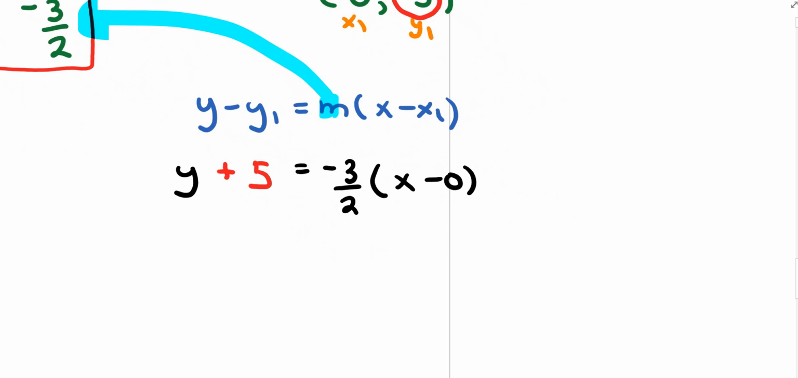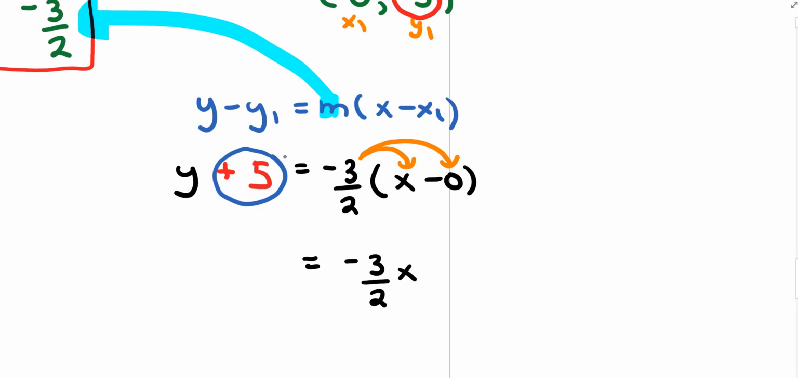All right, so this is looking pretty good so far. Now I want to distribute this, so negative 3 over 2 times x and negative 3 over 2 times 0. This shouldn't be too bad. This will be negative 3 over 2x, and then negative 3 over 2 times 0 is just 0. And then if I take my positive 5 and bring that over, it becomes negative 5. All right, so y equals negative 3 over 2x minus 5.